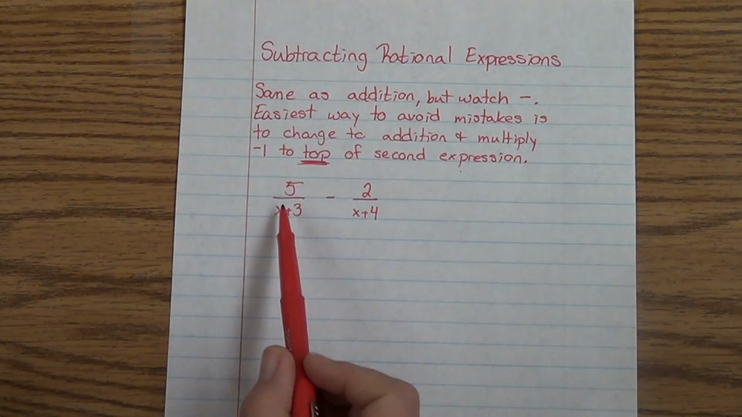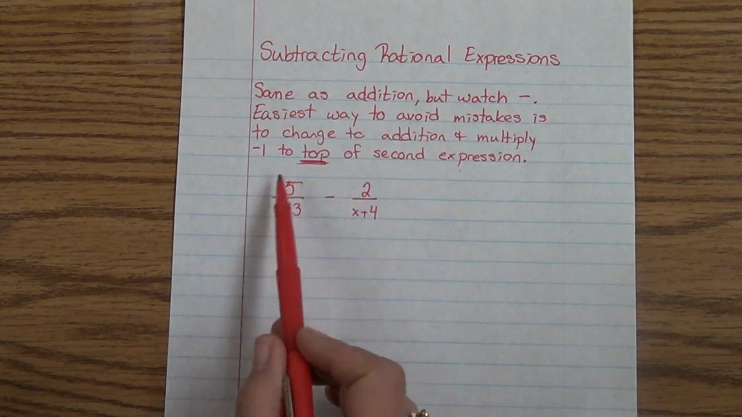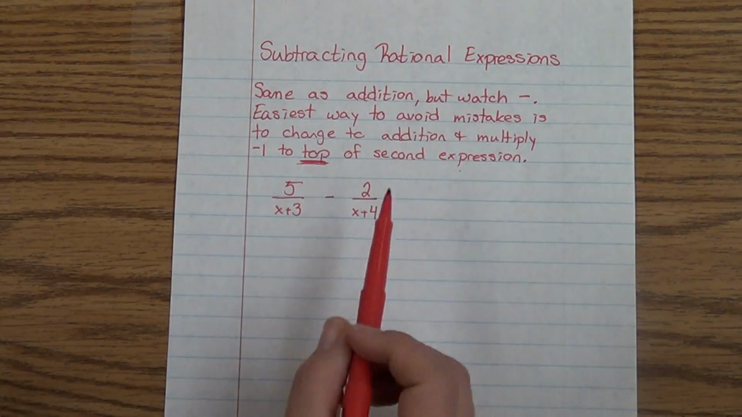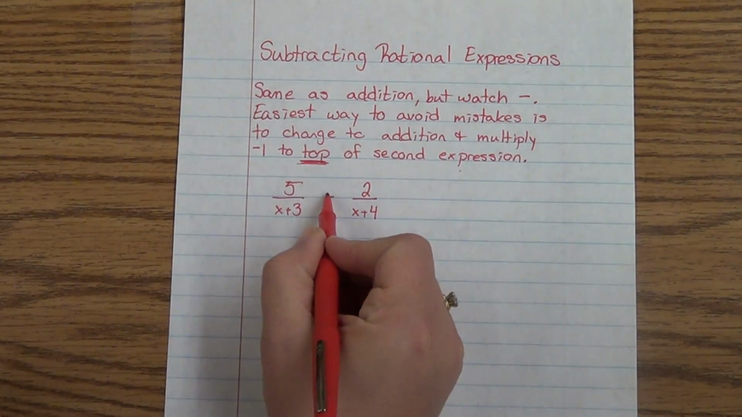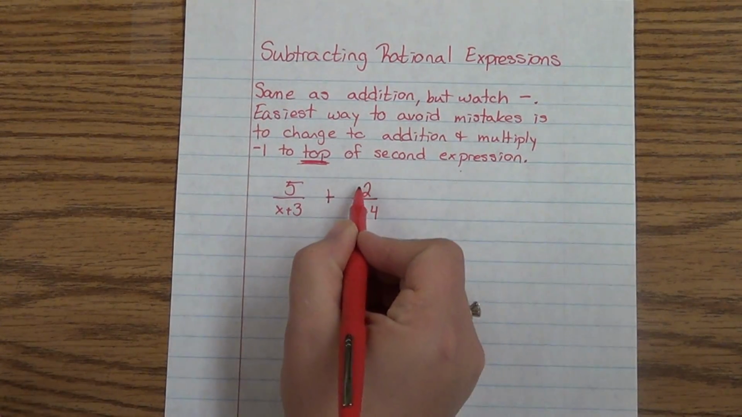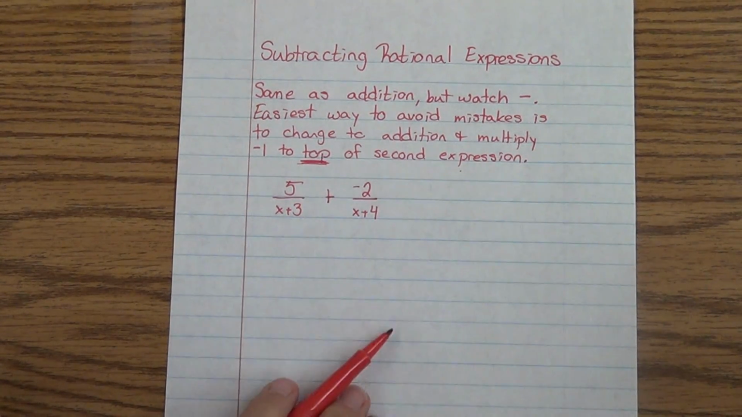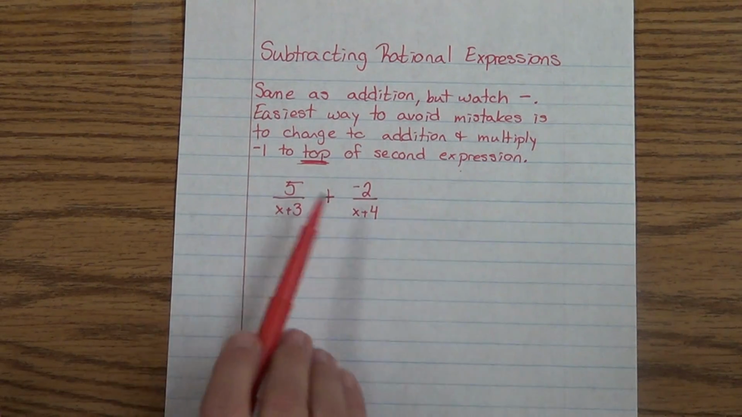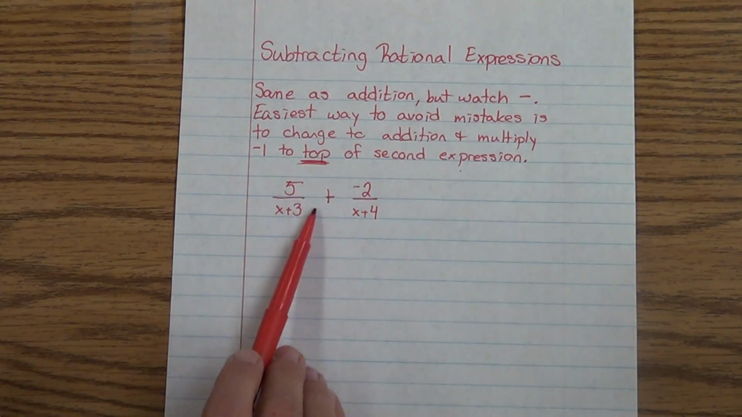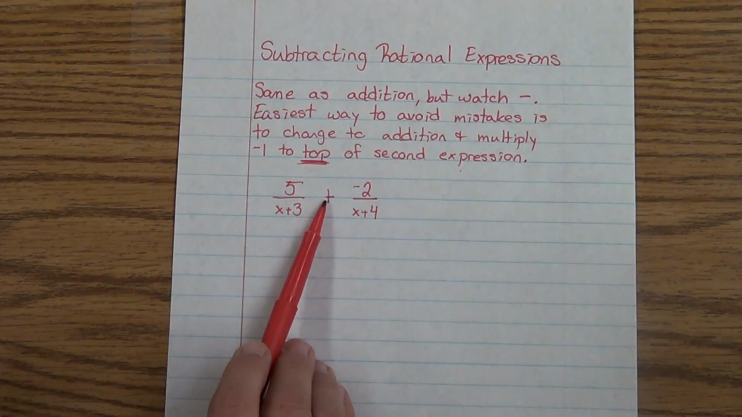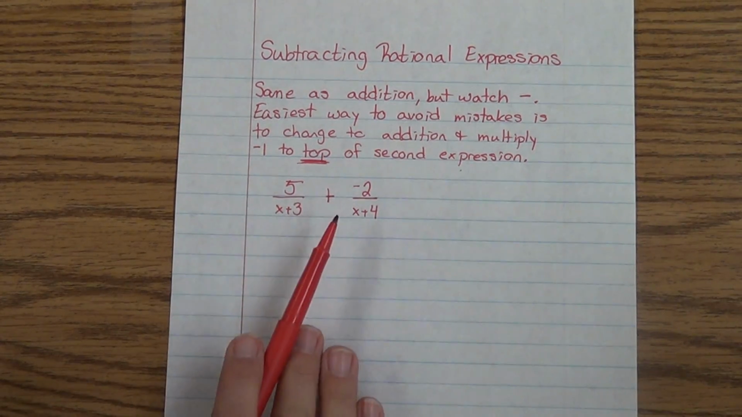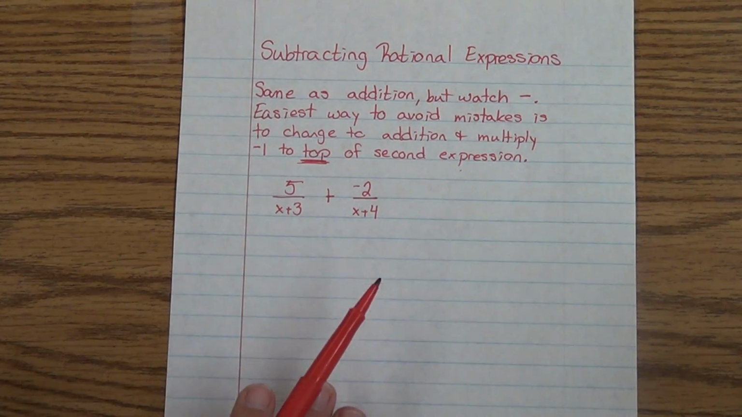So for example, in this question right here, before I even start worrying about common denominator, I'm going to take this minus, change it to a plus, and make that a -2. That way when I go to do the rest of the problem, I don't have to worry about missing that minus sign there. Okay, we're not going to finish this problem. We'll just go ahead and go on to a more normal example.